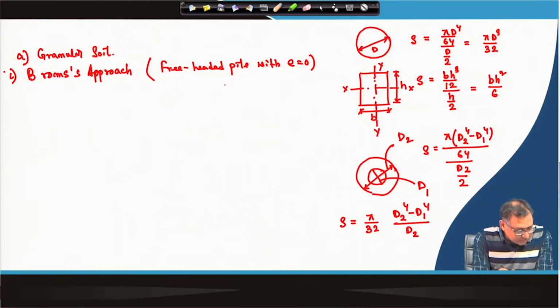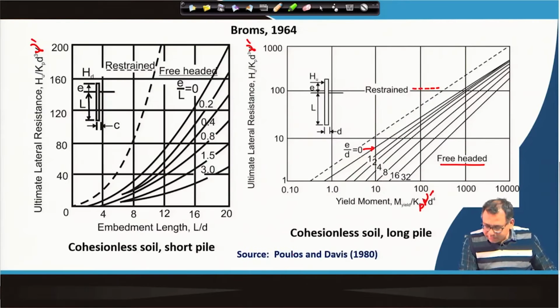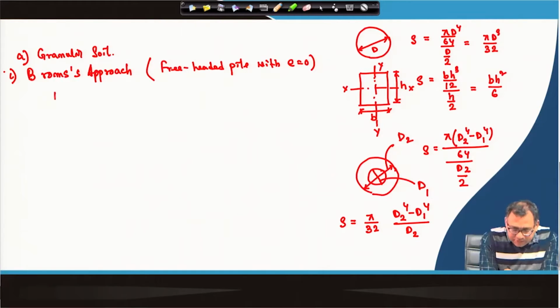For this particular case, either we can use those equations, but I will use the charts, because those charts are developed based on those equations. The first case is a granular soil, so it will be cohesionless soil and it is a long pile. Long pile, and we know the yield moment. So, we have to calculate My divided by Kp gamma dash d to the power 4. So, let us calculate that.